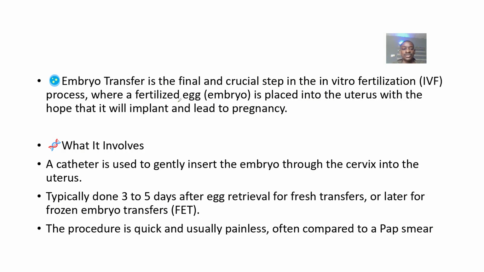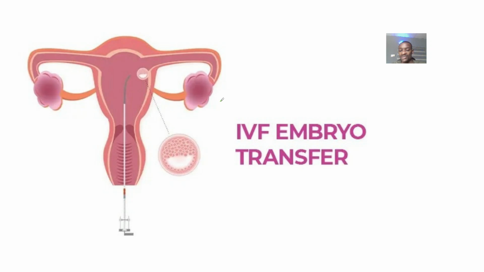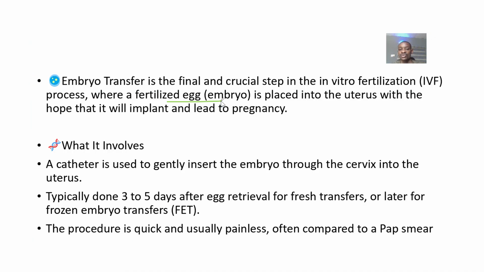Alright. So this is where a fertilized egg, embryo, fertilization was done outside. Okay. So it's placed into the uterus with the hope that it will implant and pregnancy will start. So what is involved? A catheter is used to gently insert the embryo through the cervix into the uterus. Typically done 3 to 5 days after egg retrieval.